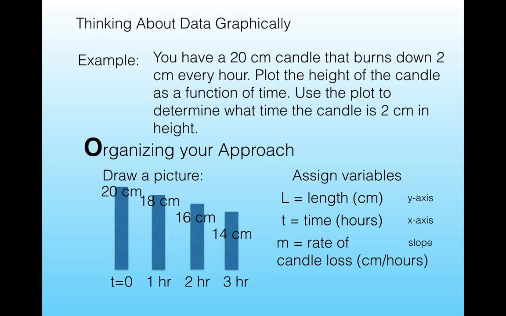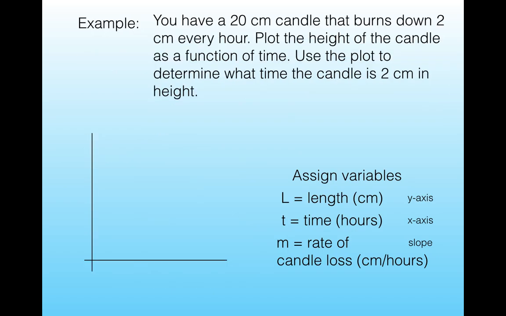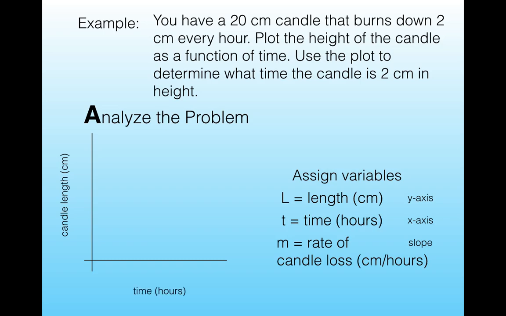We should say that since it doesn't say that the rate that the candle burns down changes, we expect that this will have a constant rate of candle loss, and so m will be a constant number. So let's take this information and try to put it into a plot. We have these two axes, the x-axis and the y-axis. First thing to do is to label these, and this is still part of analyzing the problem. So we have the candle length as the y-axis, the time in hours on the x-axis.